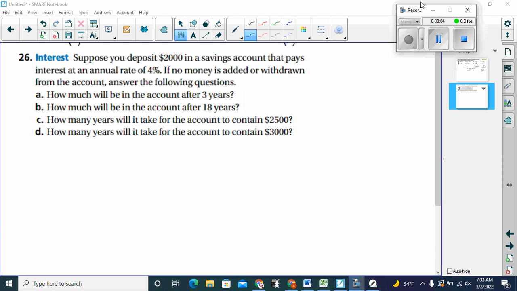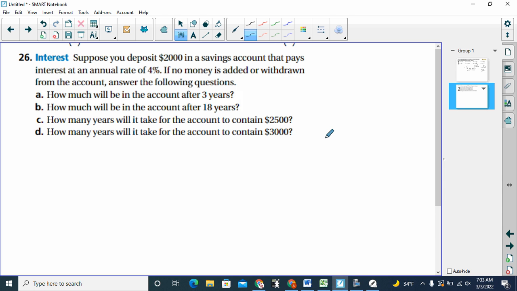Number 26 says that we deposit $2,000 in a savings account. We get back 4% of that every year. We are not taking any money in or out of the account. Part A wants to know how much will be in the account after 3 years. So we're just adding at an annual rate of 4%.